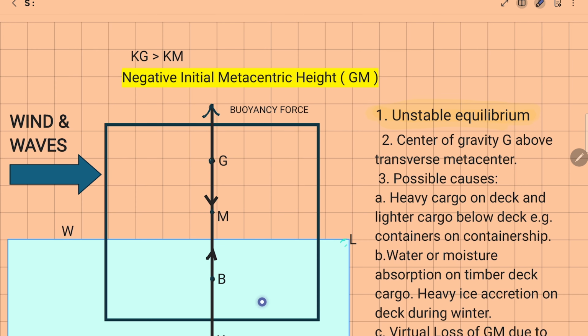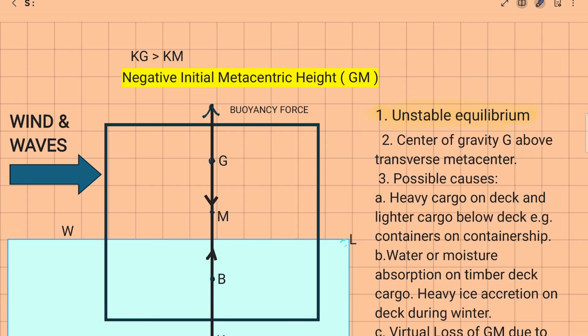This is a vessel here in upright condition, and if we notice, the center of gravity G is above metacenter. This is called unstable equilibrium. Center of gravity G lies above transverse metacenter. If this vessel is subjected to any external force by wind and waves, then what happens to this vessel? That we will see in the next slide.